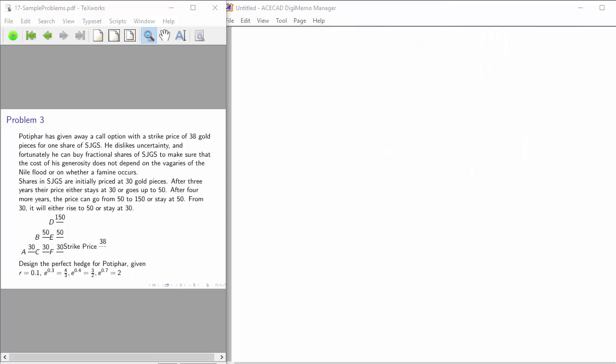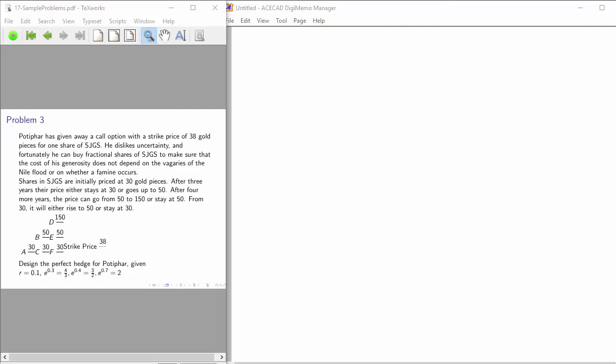Well, we're back to ancient Egypt. Remember that in exchange for your detective work, Potiphar gave you a call option with a strike price of 38 gold pieces. And this guy doesn't like uncertainty. And he says, I'm in big trouble. If the Nile flooding is starting to fail, this share is going to be really valuable, and I'm going to have to pay a large amount to settle this call option. It's true that if the Nile floods hold up, this option will become worthless and I won't have to pay anything, but I'd rather arrange things so that I pay a fixed amount no matter what.